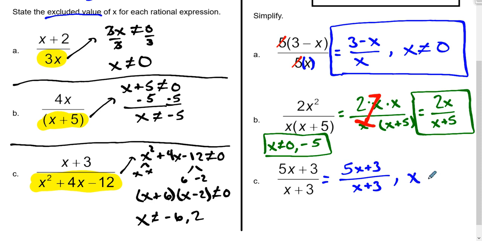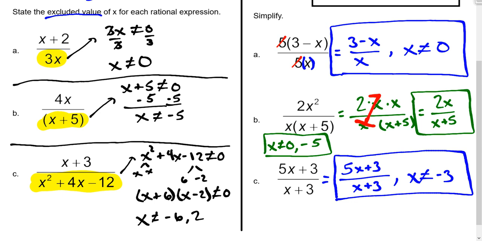What's the excluded value going to be? Well, let's look at the original and say what value of x would make the denominator 0. So what plus 3 is 0? Well, -3. Okay, so this problem isn't really a problem at all. It's already been simplified and there's nothing you can do.